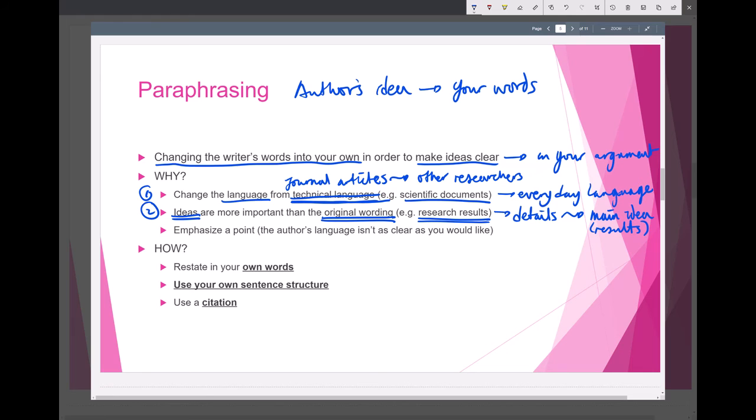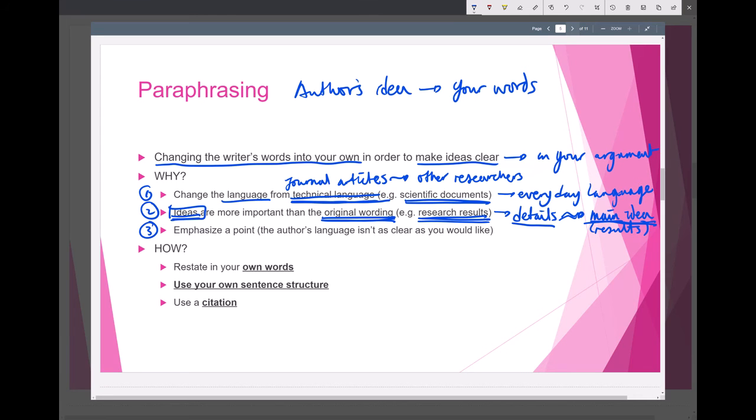So instead of saying maybe 978 people out of 1,000 agree to something, you might say, well, 9 out of 10, or most people agree. Again, you want the main idea. And you would find this when you read scientific documents with research results. As long as you understand what they're trying to say, you can summarize and paraphrase the details into the main idea.